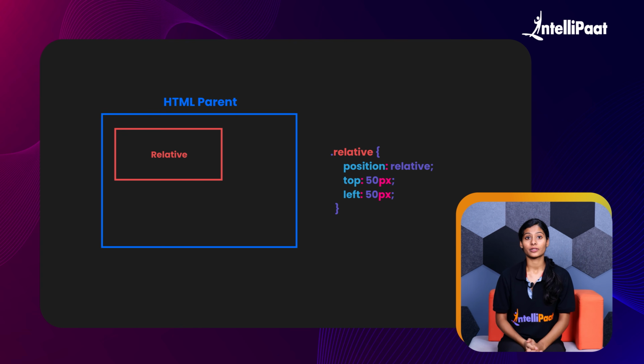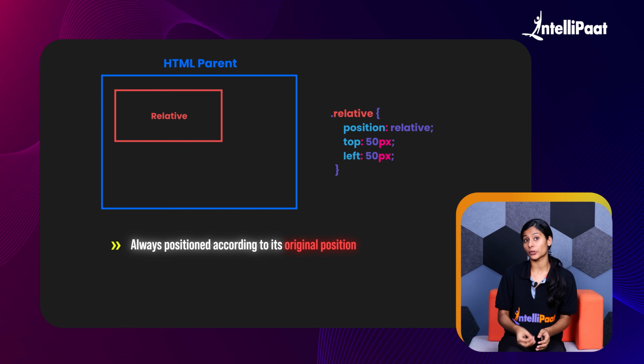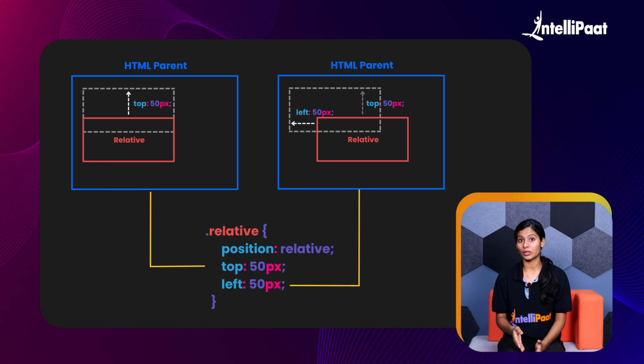Next, we have relative. An element with position relative is always positioned according to its original position. For example, in this code, the top 50 pixel and the left 50 pixel are relative to its original position.